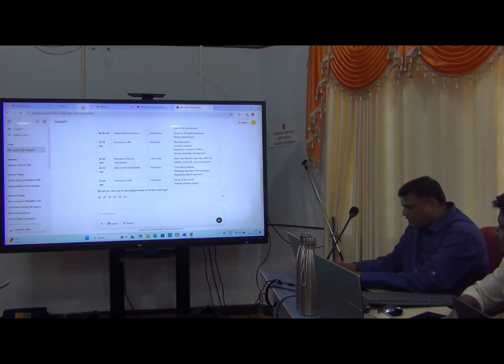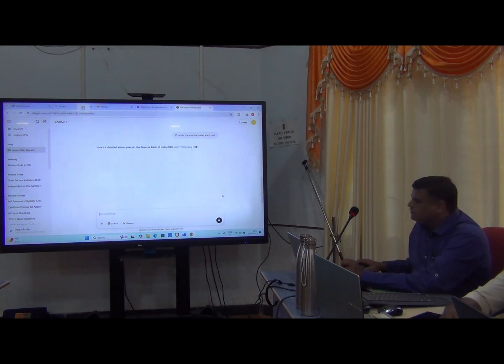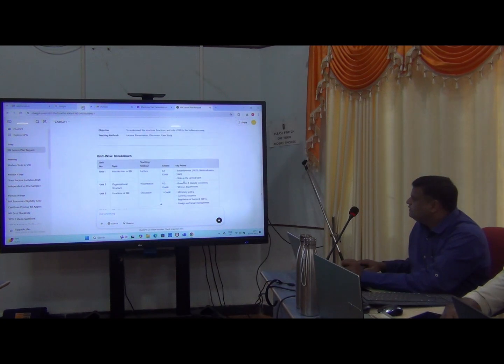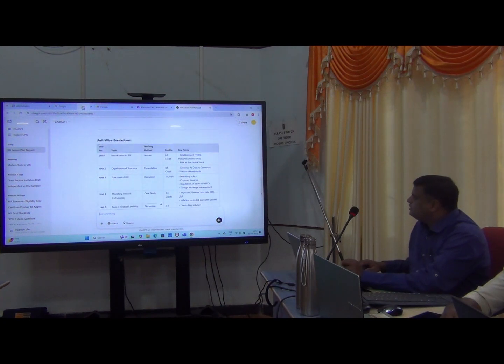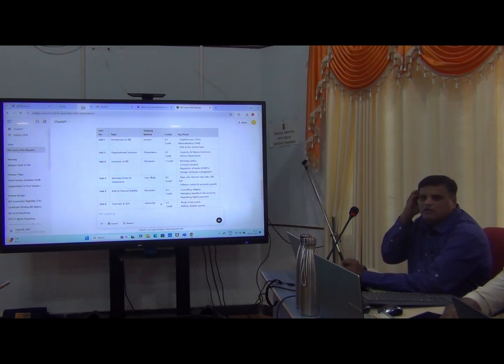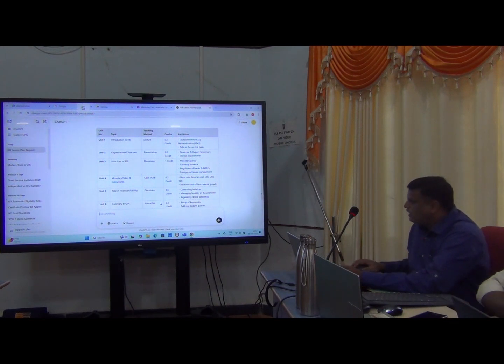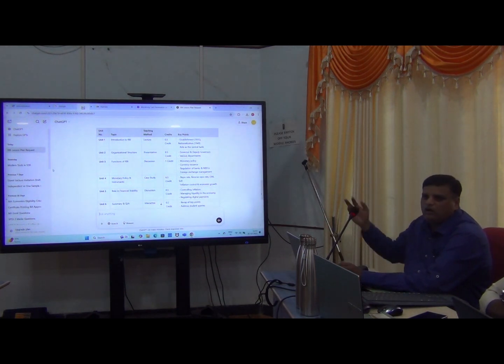Another prompt: provide the credits under each unit. What prompt we give, that's important. So 3 credits. You can just copy this one whenever you are making a syllabus or some contents. And also you can give the levels. If you are at undergraduate level, maybe simple or intermediate, modern level.